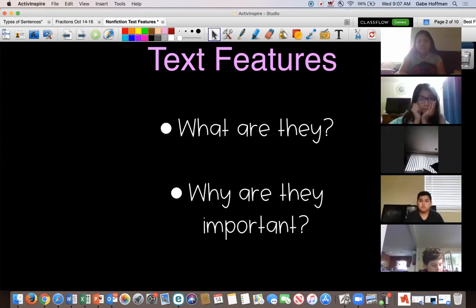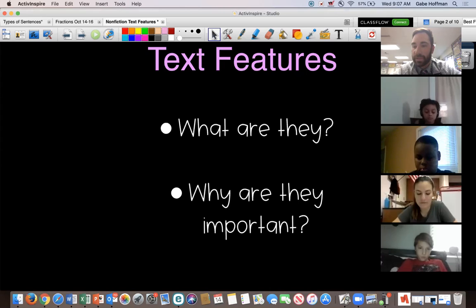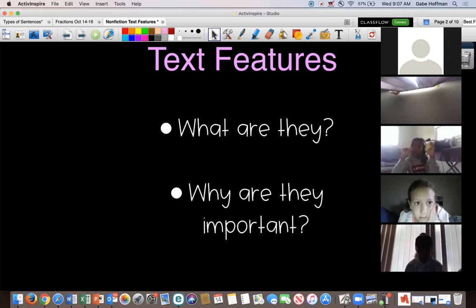Anybody else want to give it a shot? Thank you for being a risk taker and trying. And you're correct about if we were reading a fiction story about features of a character. We're talking about text features in nonfiction. Text features in nonfiction are extra things that the author puts in to help you understand the main text. So they're maybe not exactly what's in the main part. They could be pictures or diagrams or captions or charts, things like that. But they're little extra features that the author includes to help you with the text.